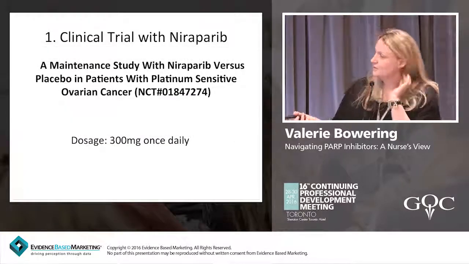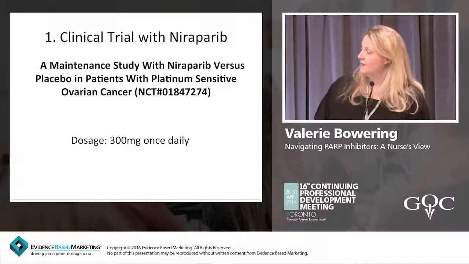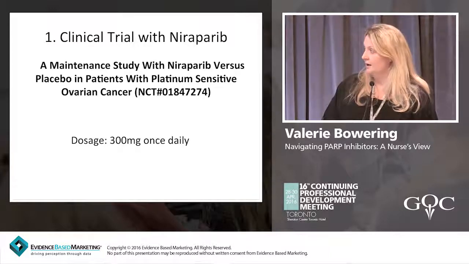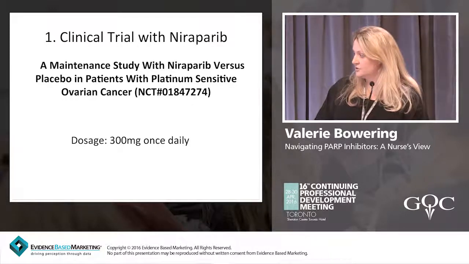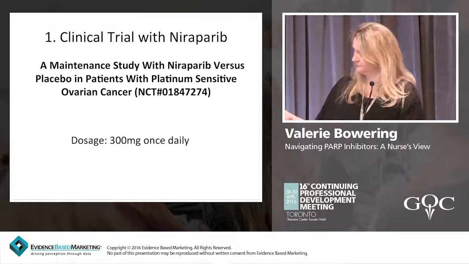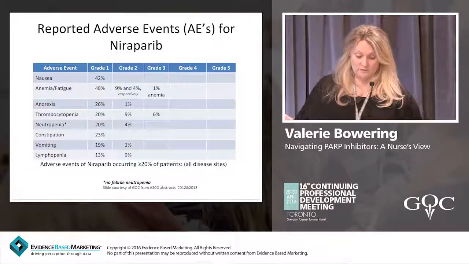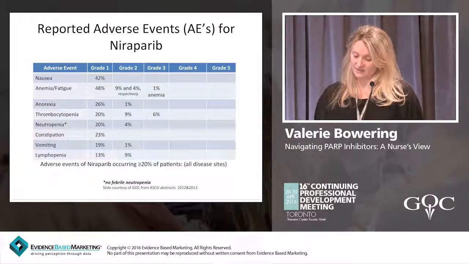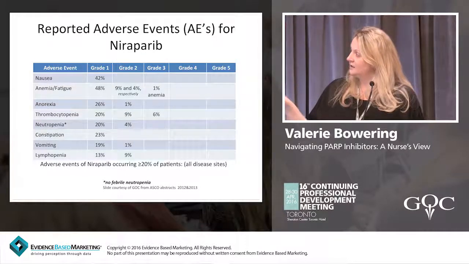So now I'm going to go into the clinical trials. We do have one clinical trial with Tesaro, which is niraparib. It was a maintenance study versus placebo. The dosage was 300 milligrams once a day, okay? This was what was reported at ASCO from one of the abstracts. Essentially, this was the adverse events breakdown.